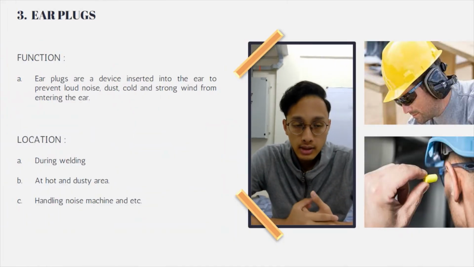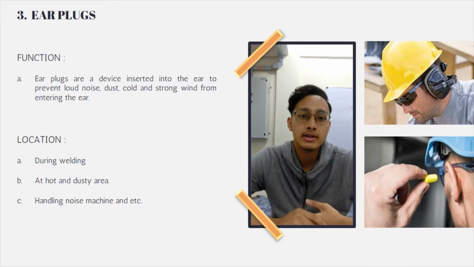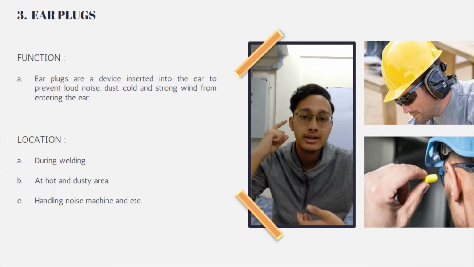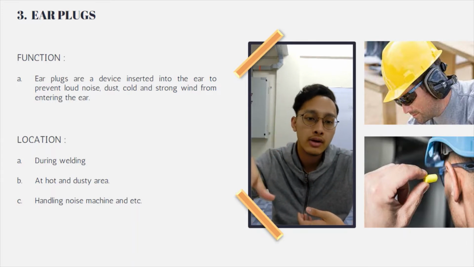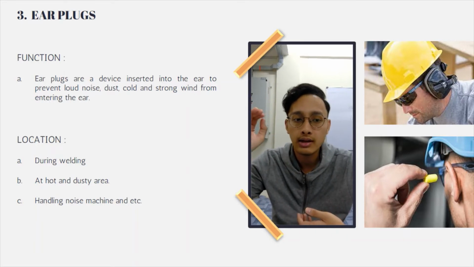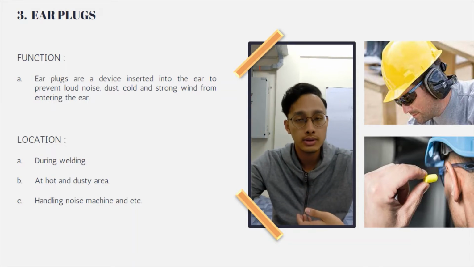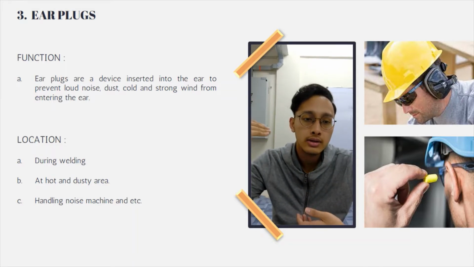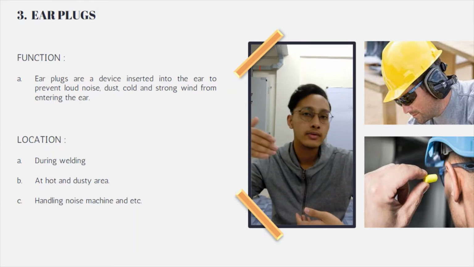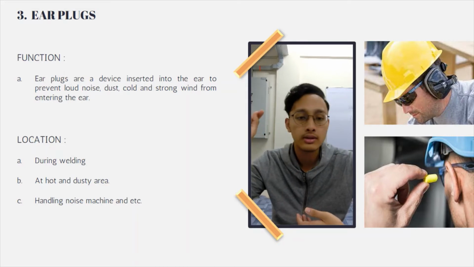The next PPE is earplugs. The function of earplugs is as a device inserted into the ear to prevent loud noise, dust, cold, and strong wind from entering the ear. This type of PPE, the earplug, is suitable to wear when you are doing welding. You can also wear it at hot and dusty areas to prevent dust from entering the ear, and also while handling noisy machines.